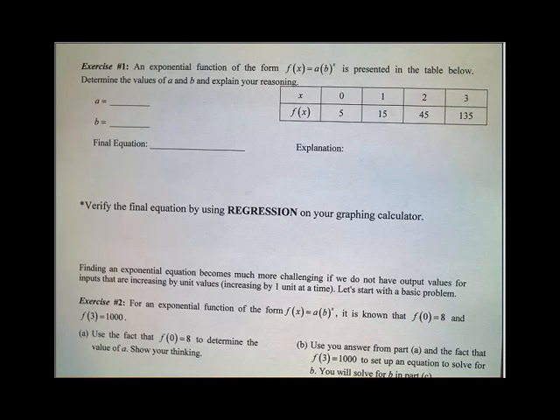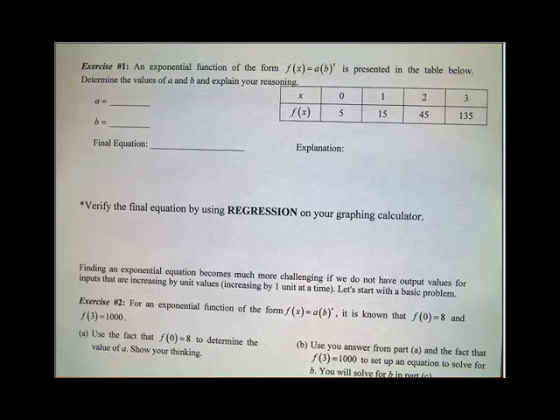Exercise 1. An exponential function of the form f of x equals a times b to the x is presented in the table below. Determine the values of a and b and explain your reasoning. Now we're going to do this two different ways. We're going to do it algebraically, and then we're going to use our calculator. Both ways are acceptable for testing and quizzing.